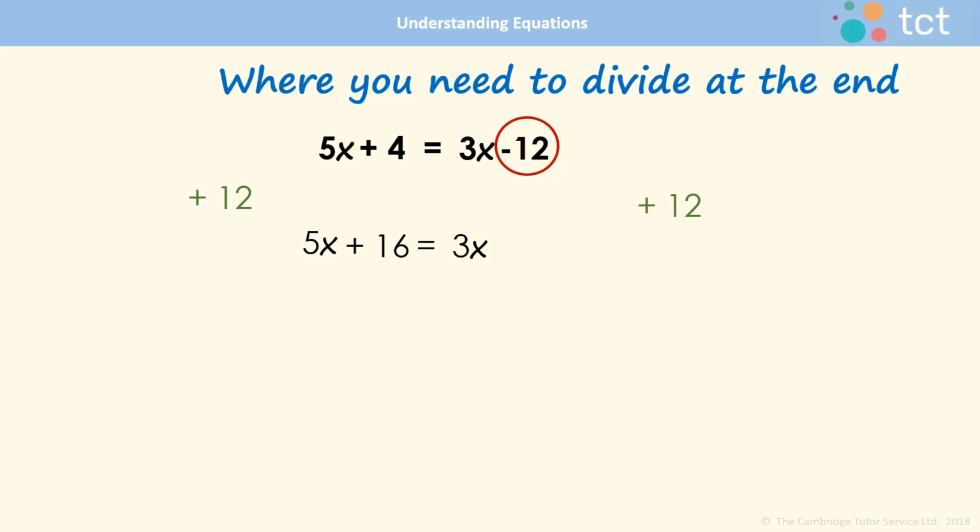Now I need to get rid of the 5x on the other side. If I take away 5x from that side, I just have the 16. On the other side, I had 3x and I've taken away 5x, so that leaves me with negative 2x, or minus 2x. If I ignore the negative to start with, 16 divided by 2, that's 8. Because I'm dividing a positive by a negative, my answer will be negative. Because I've divided 16 by minus 2, my answer will be minus 8. So in this instance, x equals minus 8.